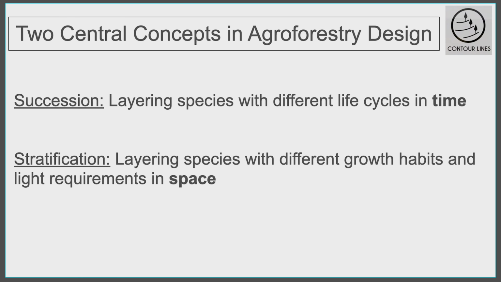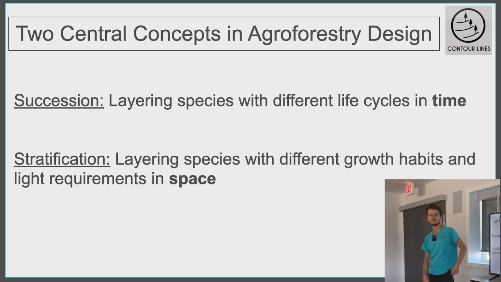So different species have different life cycles. Some are annual, some are biannual, live 3 or 4 years, and then some live way longer, decades or centuries. And so you can layer those different species in time and get away with a harvest of an annual while planting perennials, which Sean got at with stuff in Guatemala. And there's stratification, which is layering different species in space.